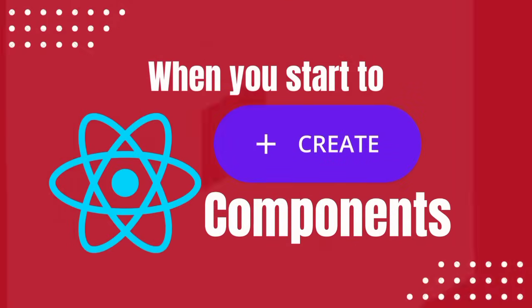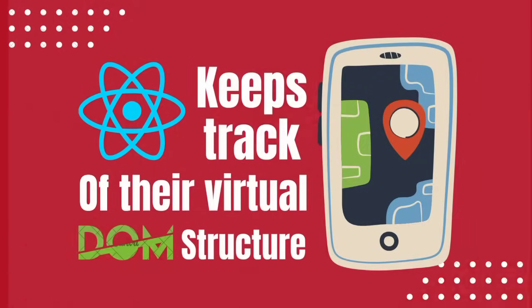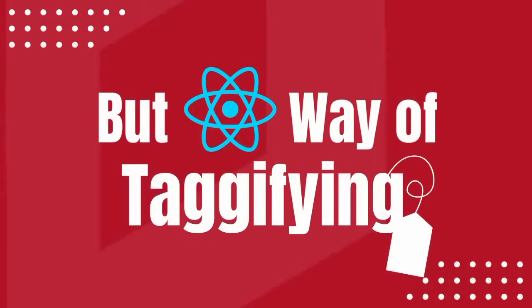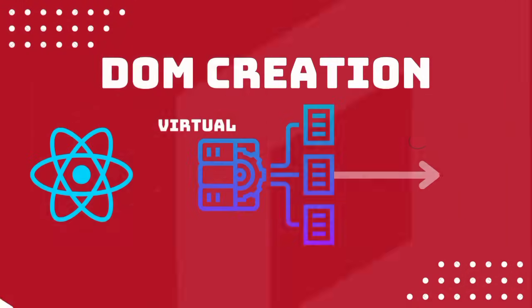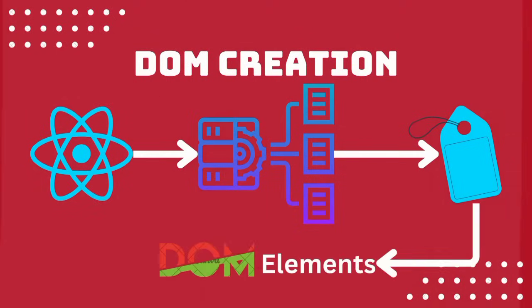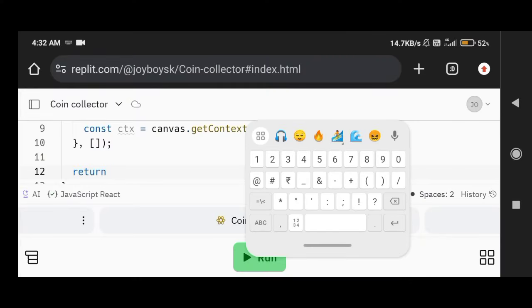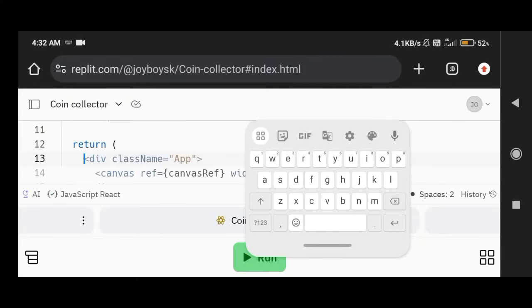Now, when you start to create React components, React keeps track of their virtual DOM structure. React's way of tagifying involves using custom components as tags in JSX. After that, these components are converted into DOM elements. So, when you use a return statement in a React component, you're defining how the component should be rendered on the screen. That's it. Okay guys, now let's start writing the return statement.